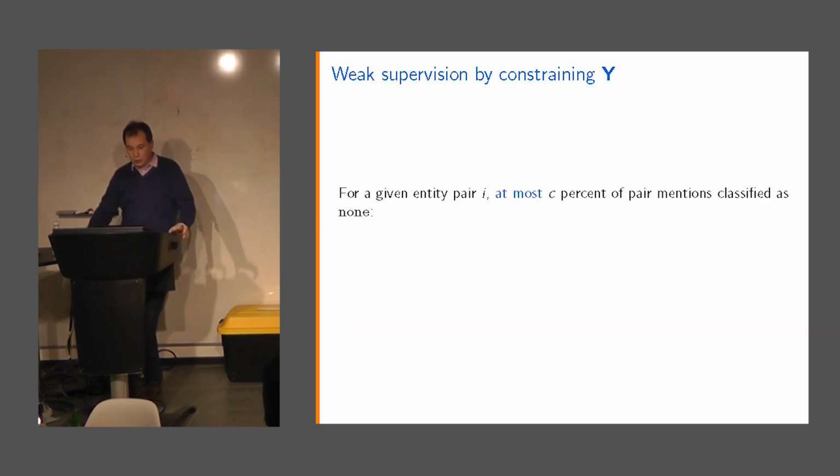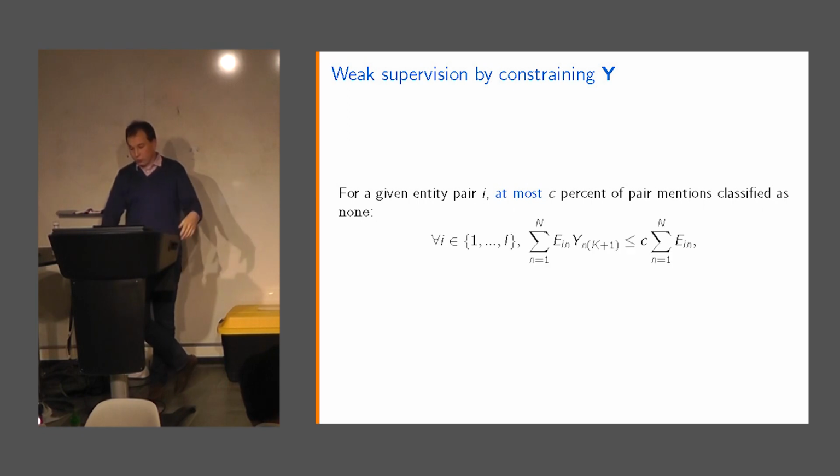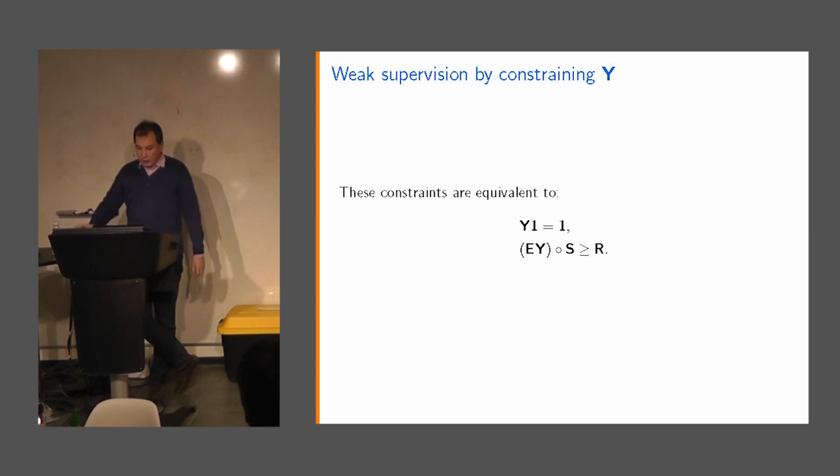And so finally, a small technical constraint. We don't want to classify too many sentences as the non-relation, and so we just impose that at most a certain percentage of those will be classified as other or none. And so again, you can write this as a linear constraint on the matrix Y. And so this constraint can be rewritten in that way.